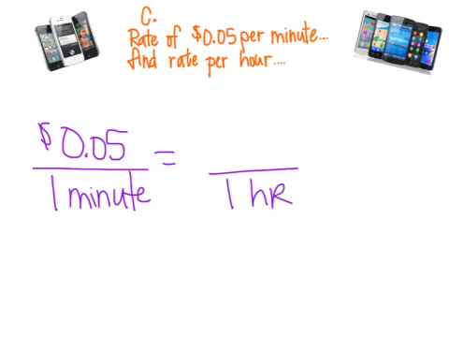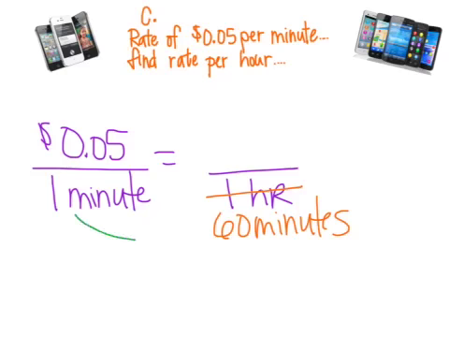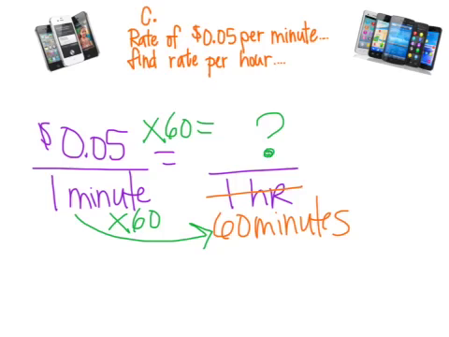1 hour is not the same as 1 minute. 1 hour really means 60 minutes. So for me to figure this out, I'm just going to look sideways. How can I turn 1 minute into 60 minutes? You could just multiply it by 60. So really what I want to do is multiply 5 cents times 60 to get the cost for 1 hour. You can set this up 0.05 times 60 to figure out the cost of this other company for 1 hour of cell phone time.